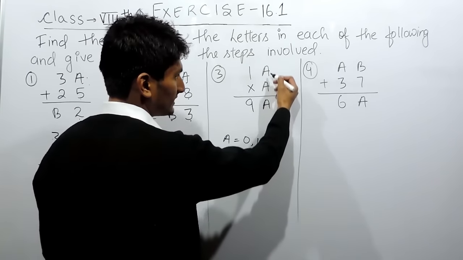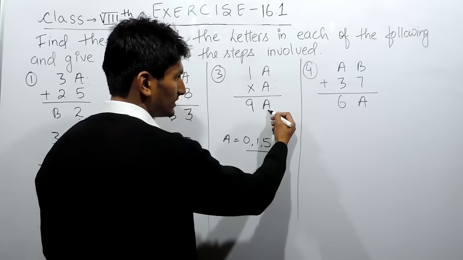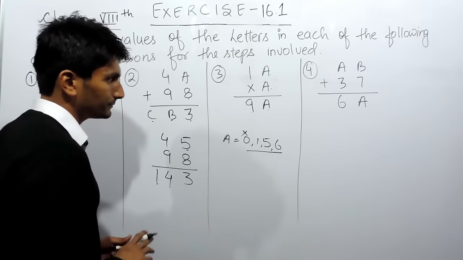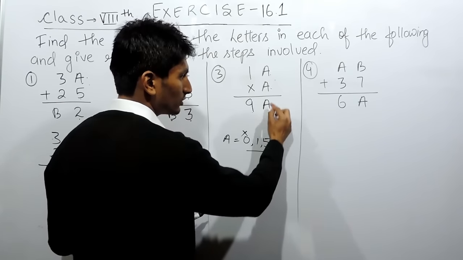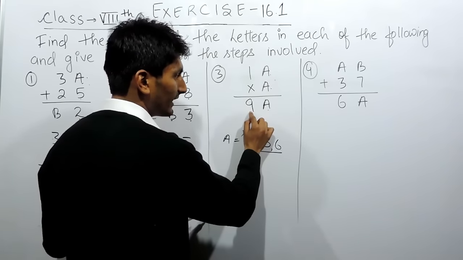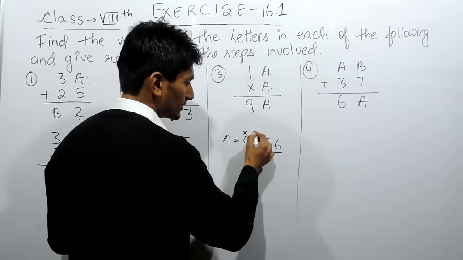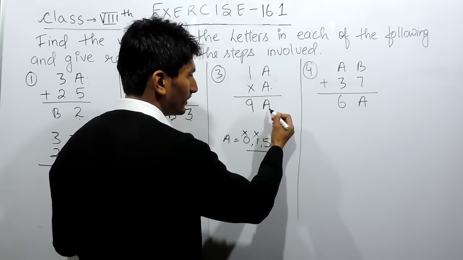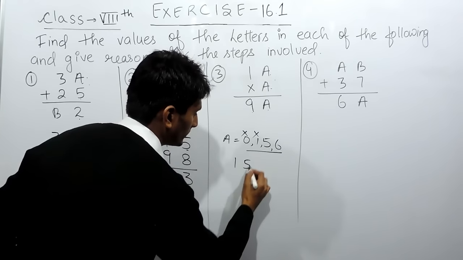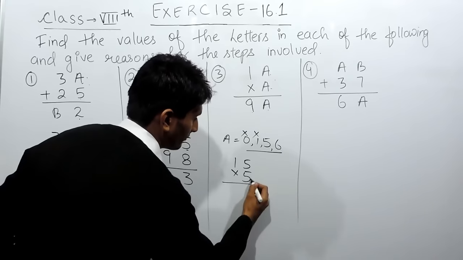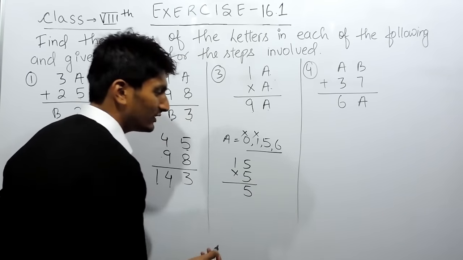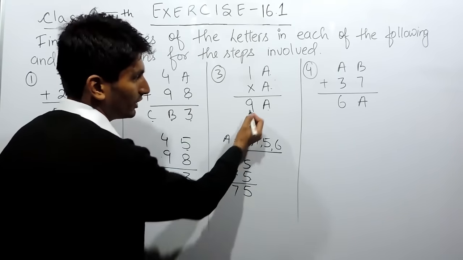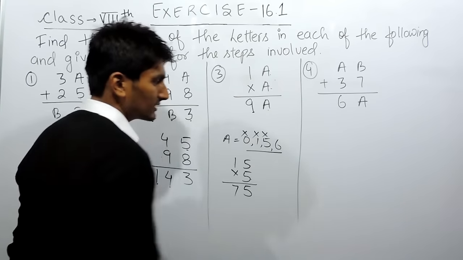So if I substitute here 0, 0 multiplied by 0 is 0, but it is not 9. So this is not the correct answer. If I multiply 1 with 1, this will be 1, and 1 with 1 will be 1, not 9. So this is again not the correct answer. If I substitute here 5, 5 into 5 is 25, carry 2. So 5 into 5 is 5 and there was 2 carry. So this will become 75, not 9. So again 5 is a wrong answer.